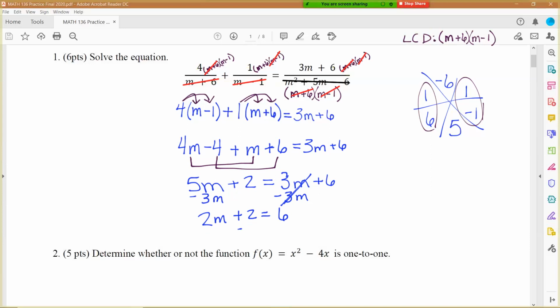We now want to subtract 2 to move it to the other side. So we're subtracting 2 from both sides. That gives us 2m equals 4. Divide both sides by 2 to get your final answer. M equals 2. Please make sure, again, this is going to be multiple choice on your actual test, but if it's not multiple choice, please circle box your answer so I know what your answer is.